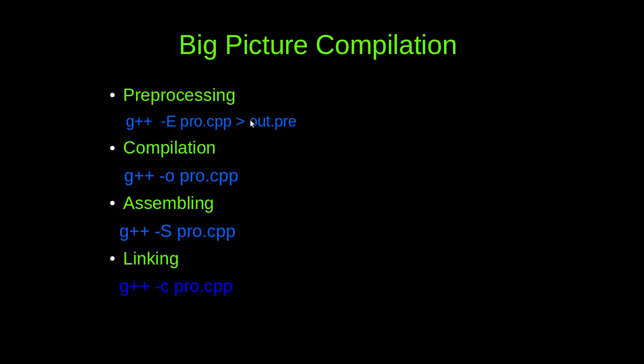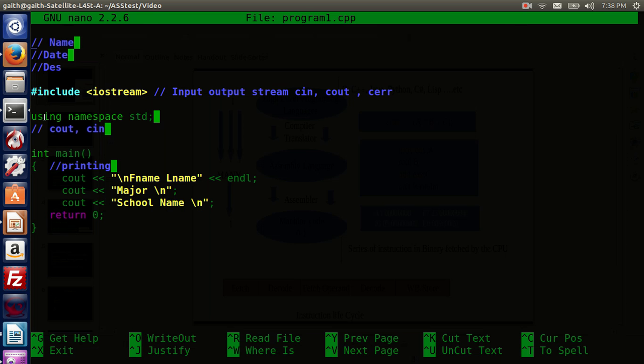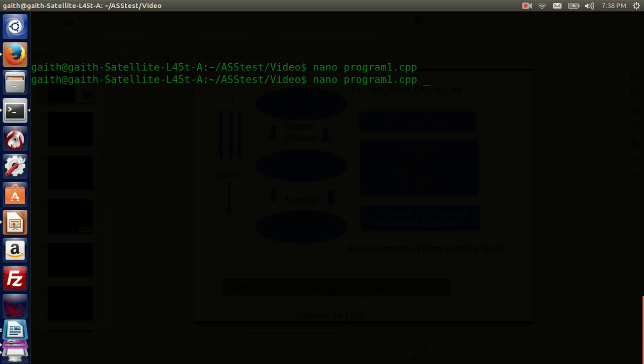And what does this mean? Meaning an output. This is file streaming in Linux. So we want to pre-process, include this library. Look how many lines of code you have. Let's exit and do g++, that's a compiler, dash minus E, that's an option, and program1.cpp, and I'm gonna write it, let's say, to Gaith.pre. It's gonna be a huge code.